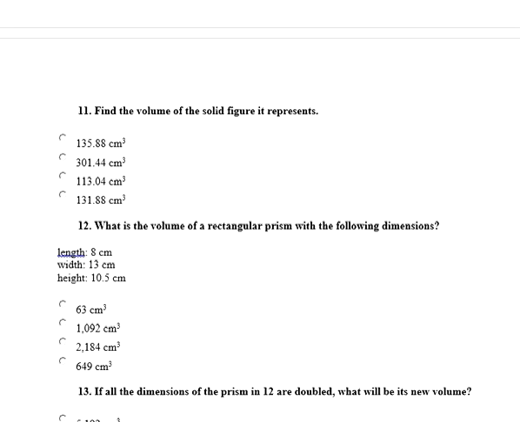That's number 11. Volume is this base times height. And so the area of the base times the height. That's what we did. What is the volume of a rectangular prism? So we got a prism. There's my prism. And length is 8. Width is 13. And height is 10.5.